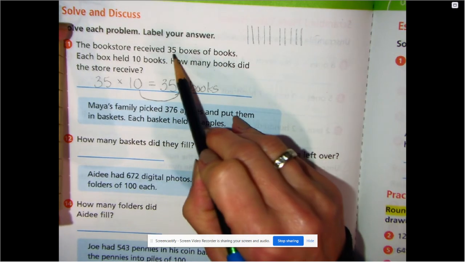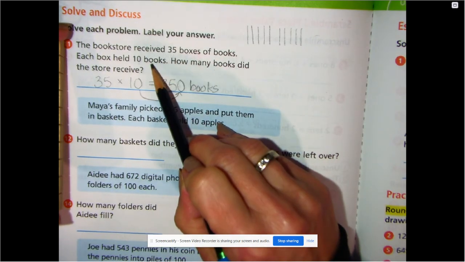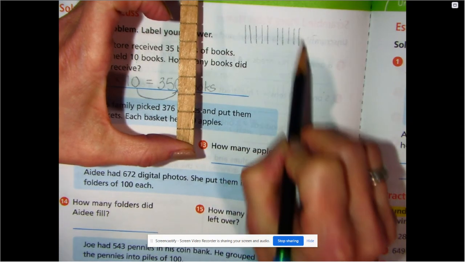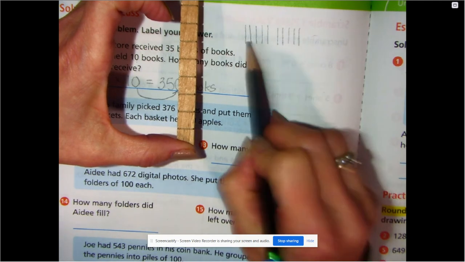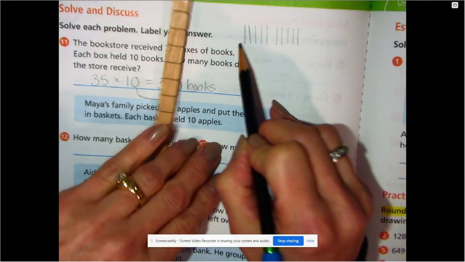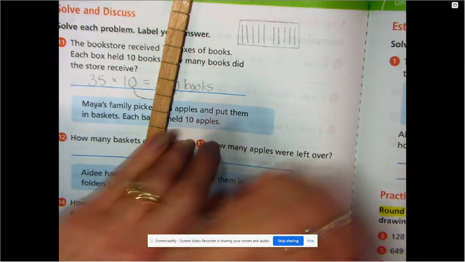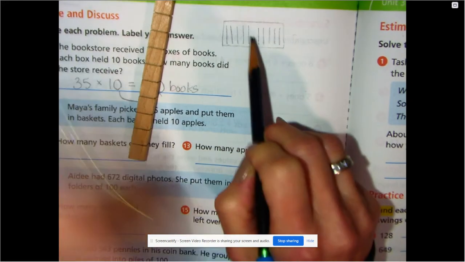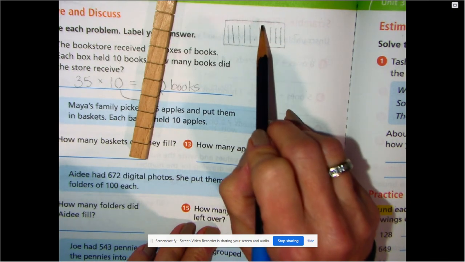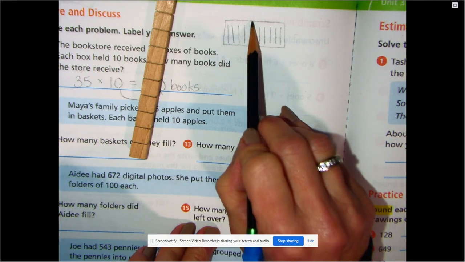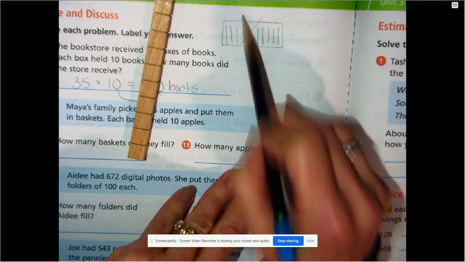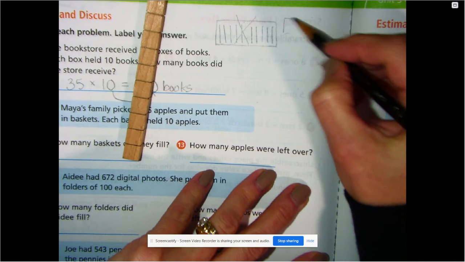Well, look at this. They have 35 boxes, and each box has 10. So here's one box, two boxes. All together, I have 10 boxes. I don't want to keep drawing my 10 sticks, right? So instead of drawing all these 10 sticks, I can just draw one big square, one big box, right? That would represent all of those books. 10 sticks, but that means 100 books. So there's 10 boxes, but 100 books inside. So instead of drawing all my 10 sticks, cross that off, I'm going to draw my boxes.